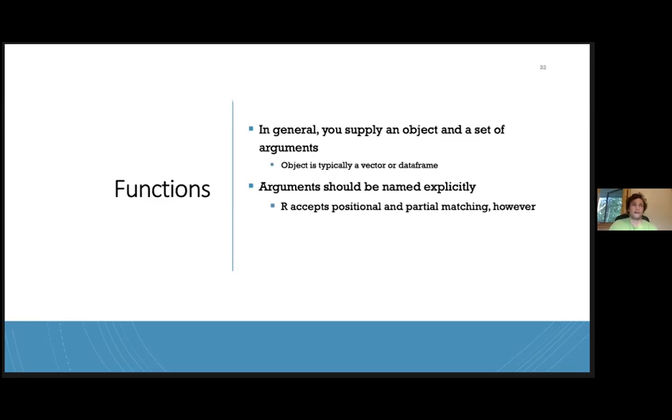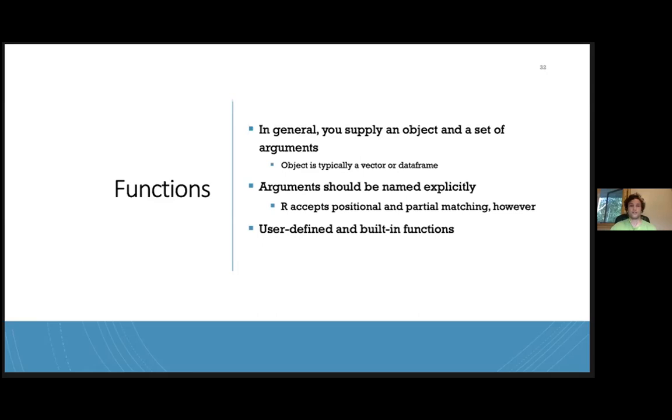What that means is that if a function has a placeholder for an argument called remove NAs, and it's a logical where you can change it to true or false, then you should always write out remove NAs equals true or false. You should always write that. R will accept positional matching of arguments and partial name matching. So if I were to write remove N equals true, it would still understand that I'm asking it to call the remove NAs argument. But like I said, you should always name them explicitly just to make sure that your code is clearly written and that you don't have bugs in it.